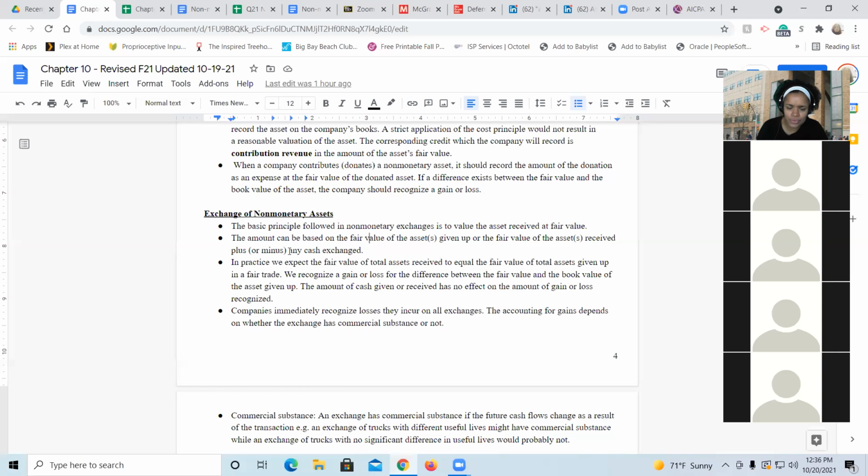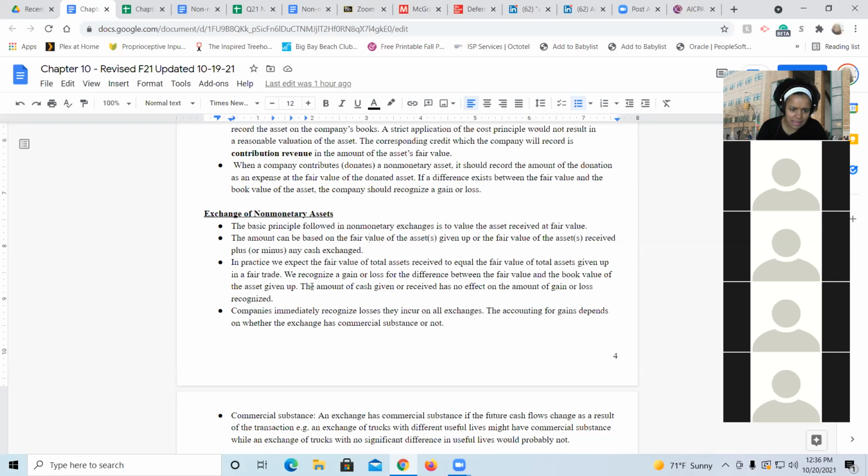We say if I'm getting a new 2021 BMW, the fair value of that BMW should be the same as the fair value of the old BMW plus whatever extra cash I have to pay. We recognize a gain or loss for the difference between the fair value and book value of the asset given up. So my 2019 BMW had a book value, cost minus accumulated depreciation is the book value. It also has a fair value based on what the dealership tells me the fair value is. So I can see how much I'm gaining or losing based on the difference between those two.